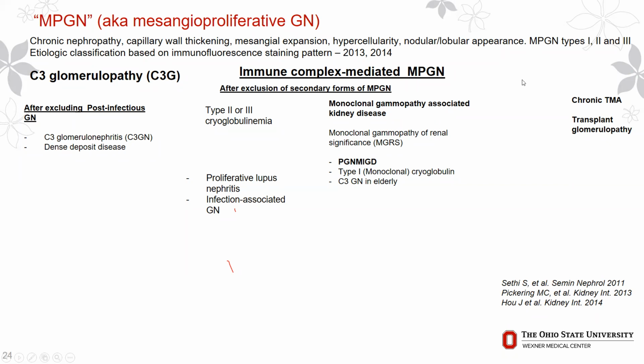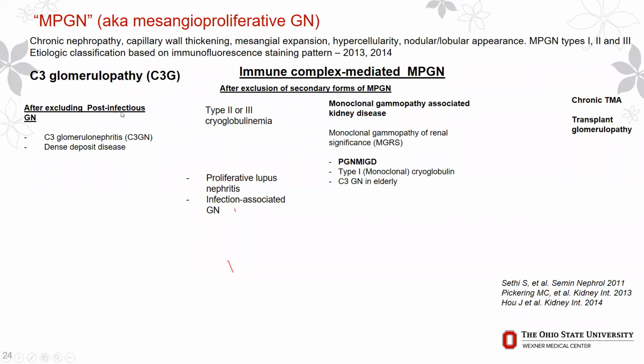So MPGN is now just considered an injury pattern. It's not a disease by itself. And it's divided into two big umbrella terms. Either it is C3G or immune complex mediated MPGN. C3G, you can diagnose only after you have excluded post-infectious or post-streptococcal GN, because as you know, post-streptococcal GN also has very similar findings, C3 predominant deposits, low C3 in the serum. They have also now found antibodies to factor B, but it tends to be transient. The patient recovers on his own.